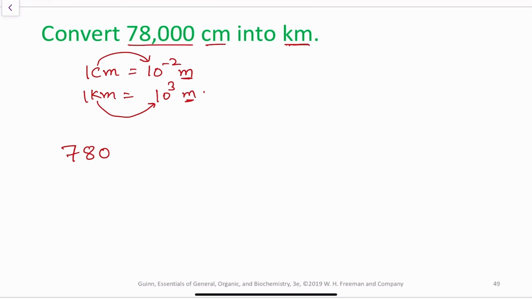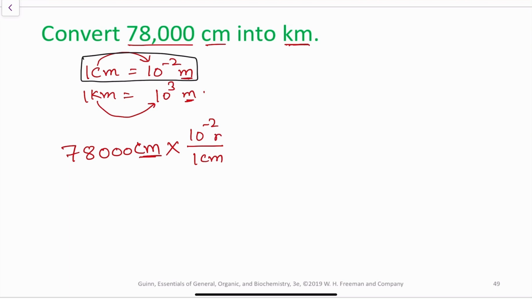We have 78,000 centimeter times. So what's the first conversion factor that we're gonna use? Because this is centimeter, right? We have to cancel out the given unit, right? So we have to use the first equivalency, and from the first equivalency we write 1 centimeter on the bottom and 10 to the power negative 2 on the top, because we don't want centimeter in our final answer, so we have to cancel it out some way. That's why I'm writing centimeter on the bottom.